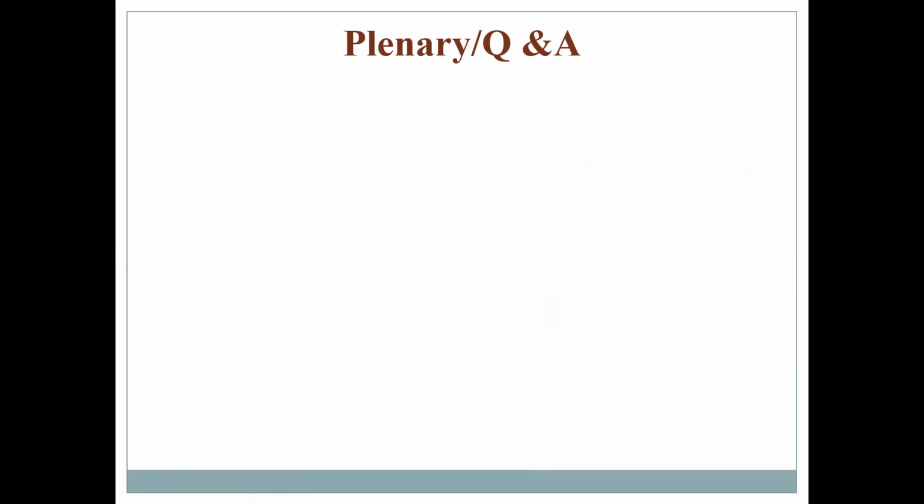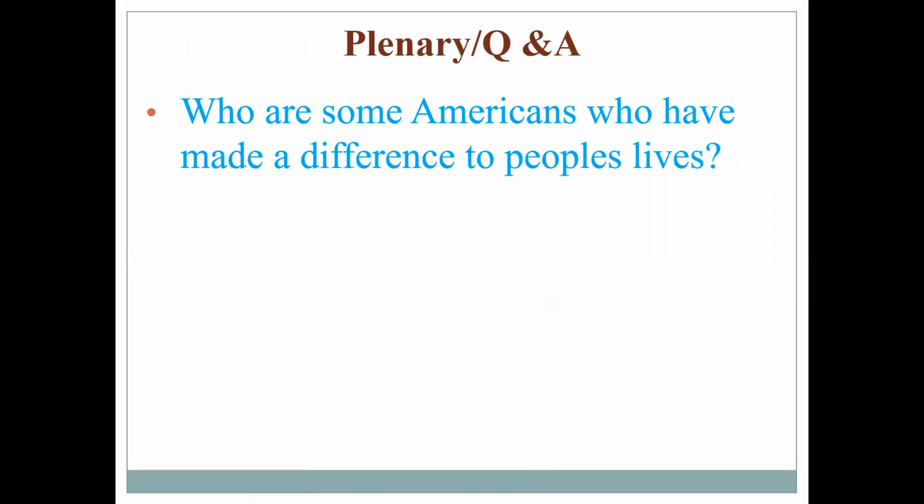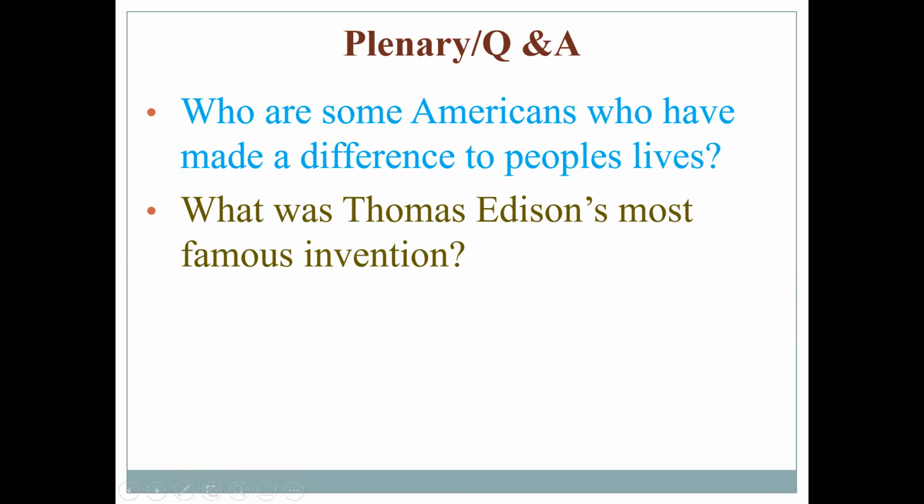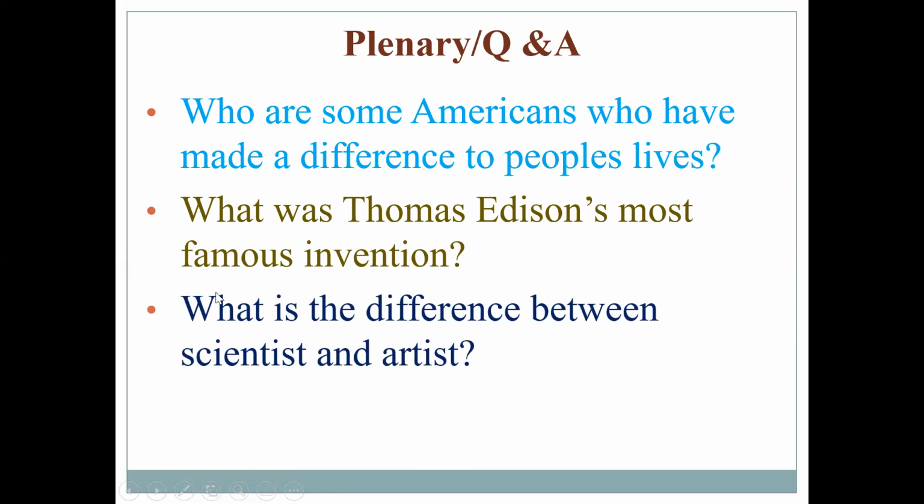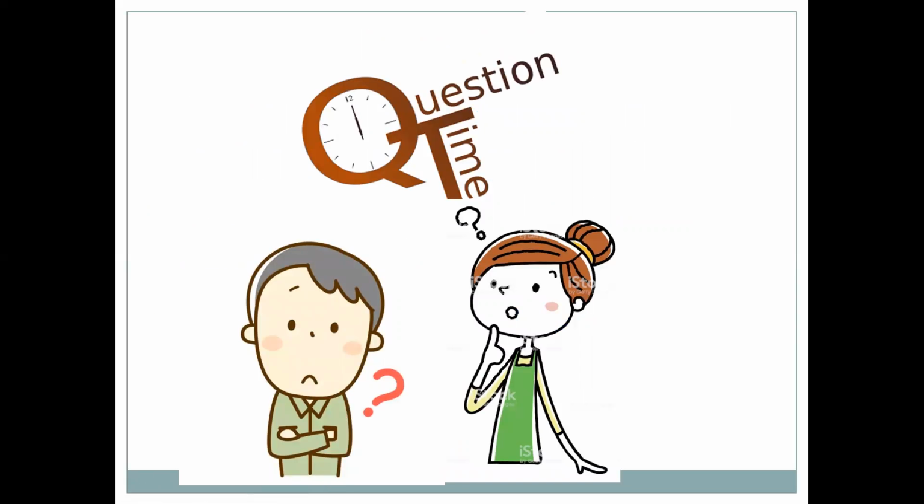Now, you will have a quiz shortly, and the quiz will have these questions. Who are some Americans who have made a difference to people's lives? What was Thomas Edison's most famous invention? And what is the difference between scientist and artist? I would like you to relook at this lesson, try to learn these answers, and be ready for the quiz shortly. If you have any questions for me, please drop me a line and I'm happy to answer them.